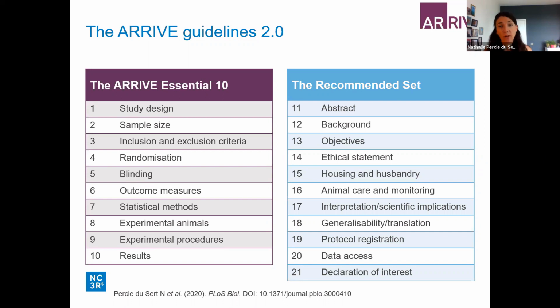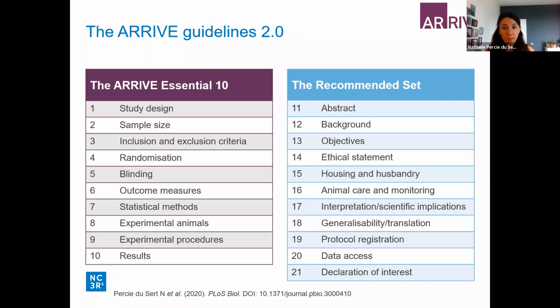So we know that journals don't have the capacity to check compliance with the entire ARRIVE guidelines. So here we propose an expert consensus on the information to prioritize. And this also promotes a harmonized approach across journals to ensure that all manuscripts contain essential information that's needed to appraise the research. And then there is the recommended set.